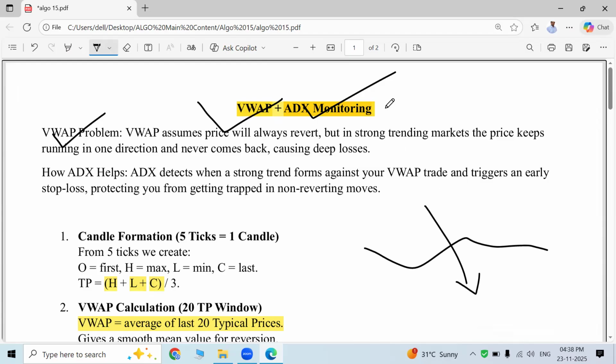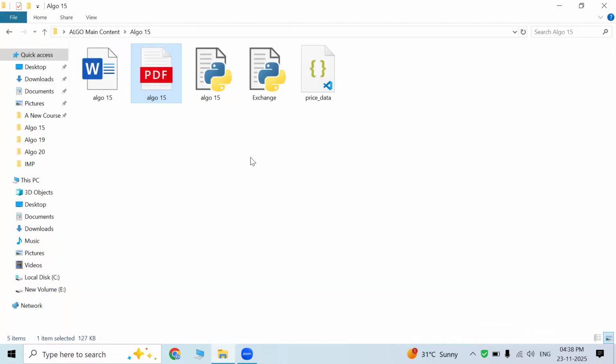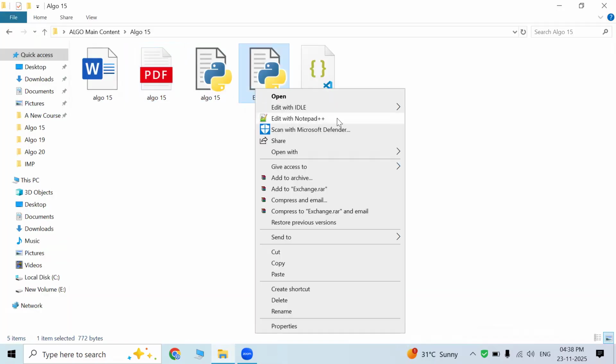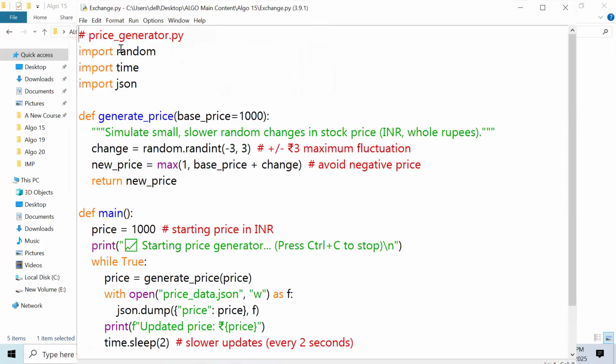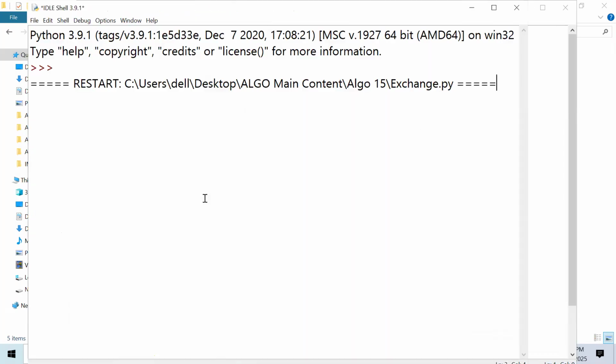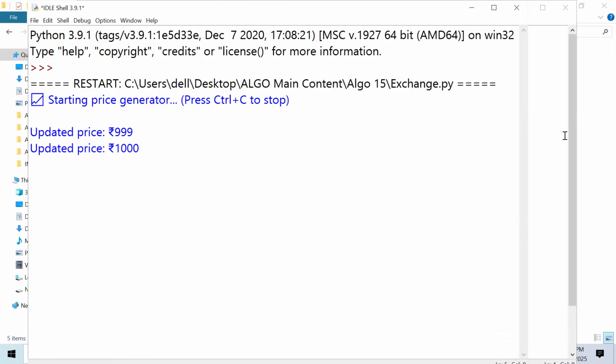So a mixture of both of them is going to be the best algo to get good returns. Now let's see this in the simulation itself. Here I created one file. The name of the file is exchange file, and it keeps on changing the price every 2 seconds.